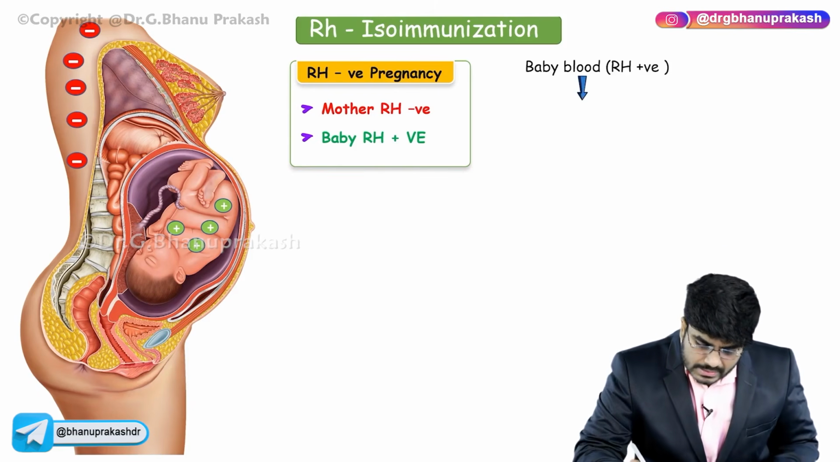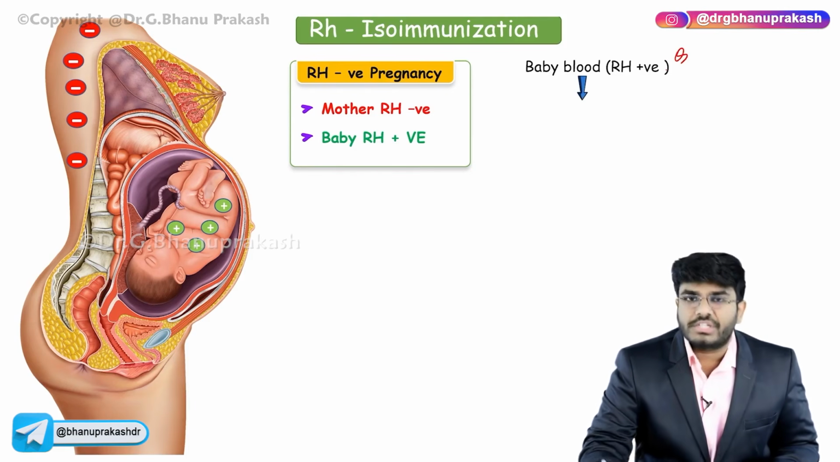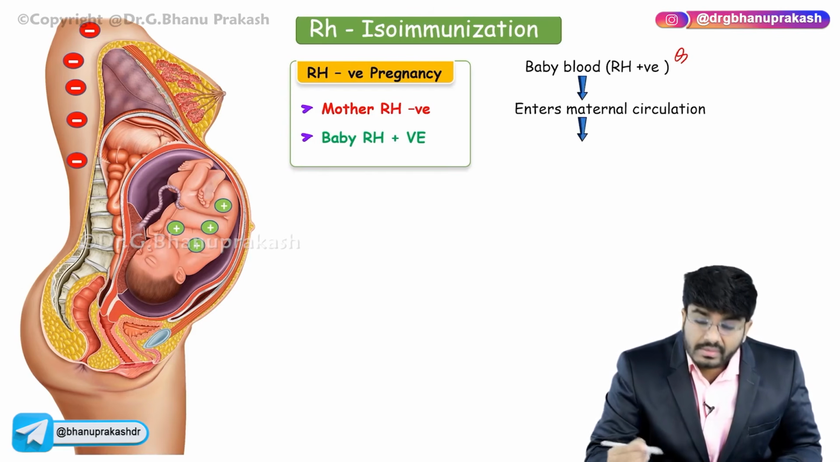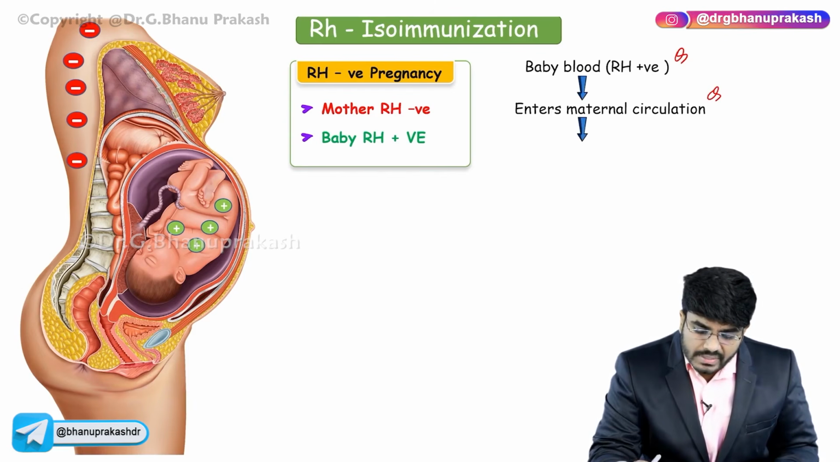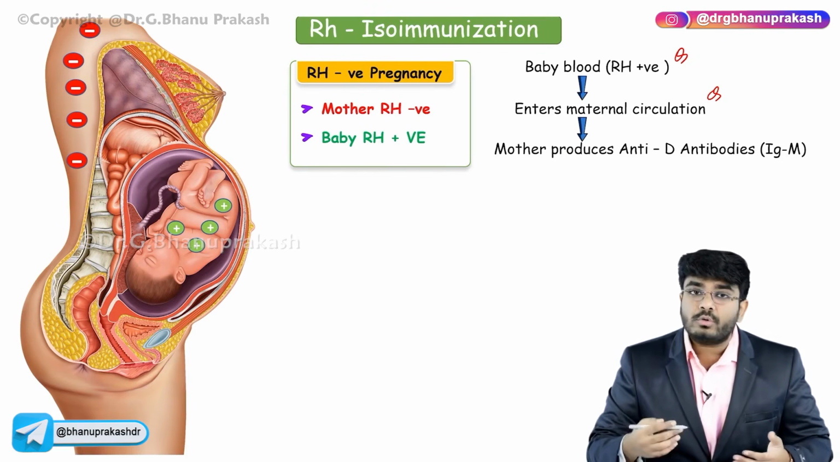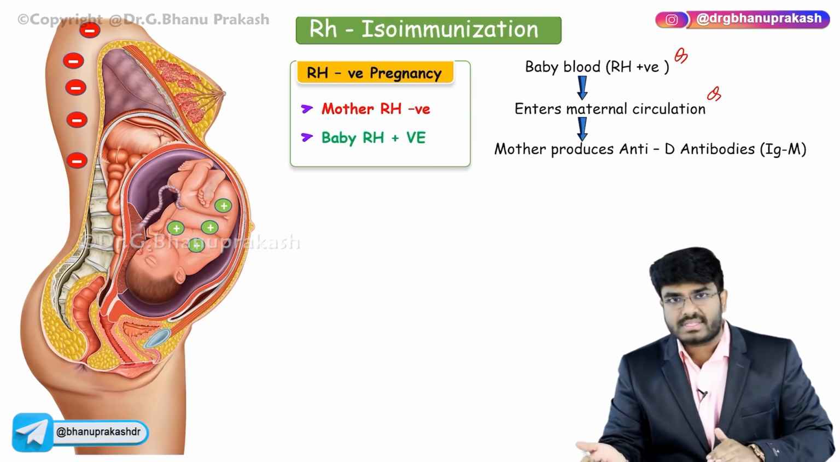Please follow the flowchart. See, baby's blood is RH positive. Baby has the D antigen. Now, if this fetal blood, fetal RBCs, enter the maternal circulation, what happens? Mother's immune system will be sensitized and mother is going to make anti-D antibodies.